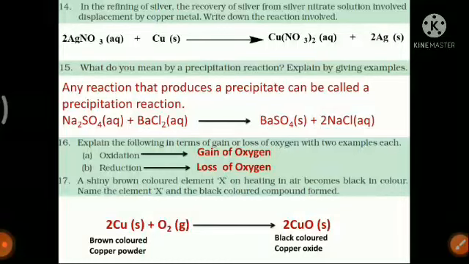Next, 16. Explain the following oxidation and reduction in terms of gain or loss of oxygen. That is, what is oxidation in terms of oxygen? It is gain of oxygen. And what is reduction? It is loss of oxygen. So in terms of oxygen, oxidation is gain of oxygen and reduction is loss of oxygen.